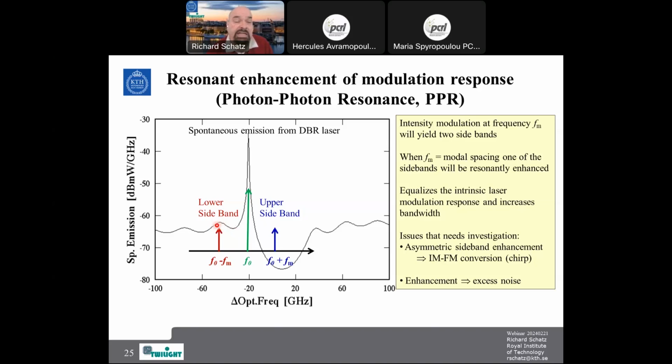So this will give an extra resonance to your laser response, not only the carrier-photon resonance you normally have, but also a resonance because the sideband enters one of the side modes, and that is called the photon-photon resonance.